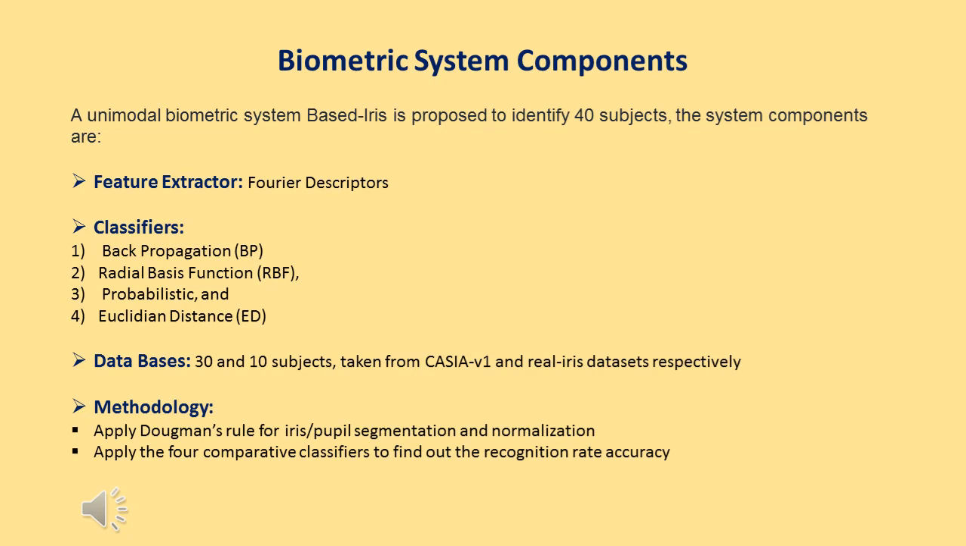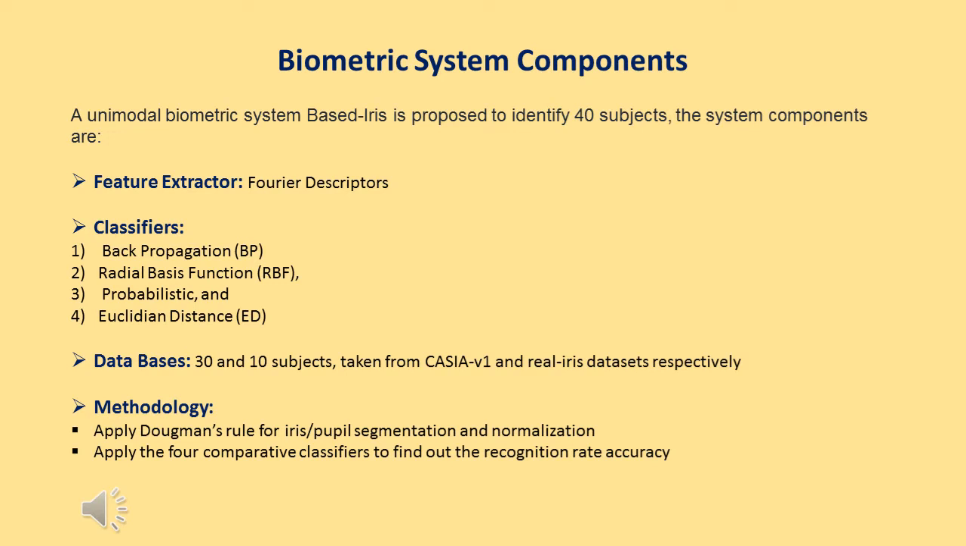First, I will demonstrate the unimodal biometric system which is proposed for this research. It is based on iris traits to identify 40 subjects as genuine or imposter. This system contains many components. The first component is the Fourier descriptors, which is a feature extraction method to find the iris signature in the frequency domain. The second component is the classifiers.